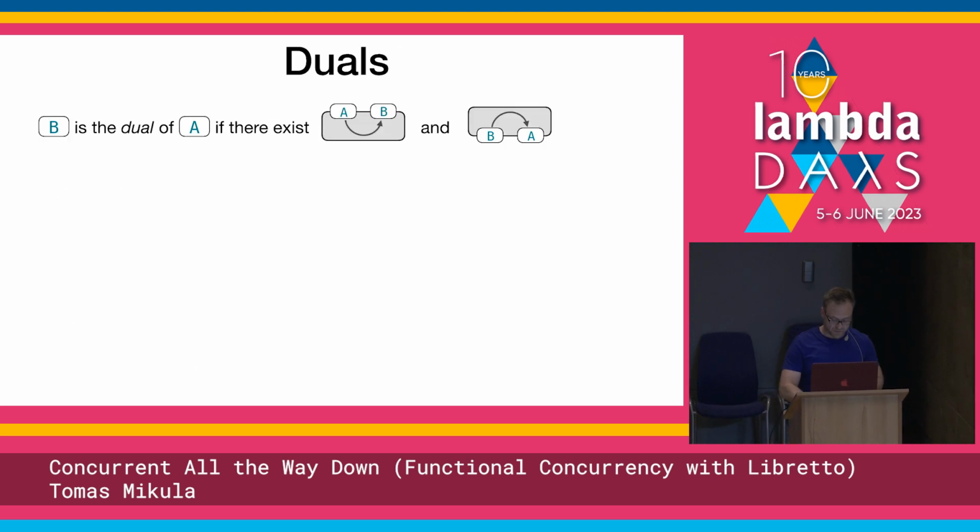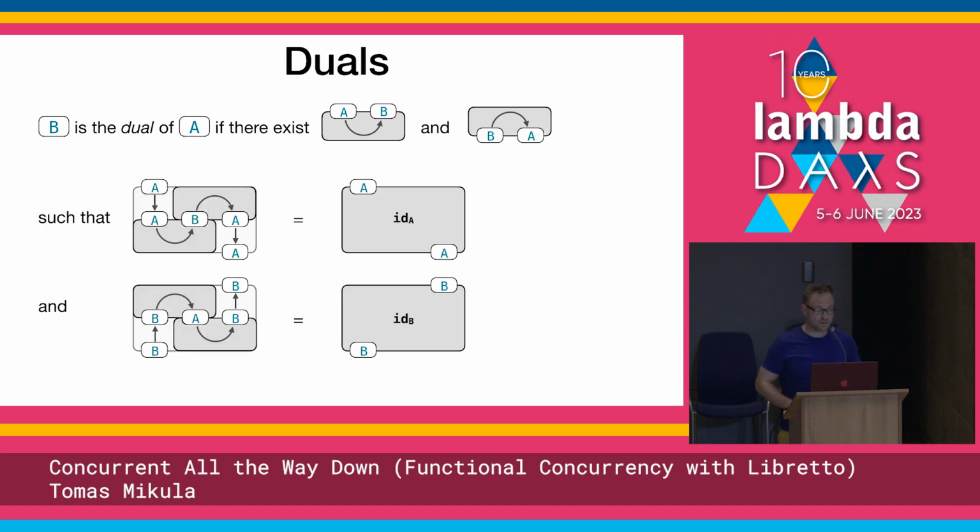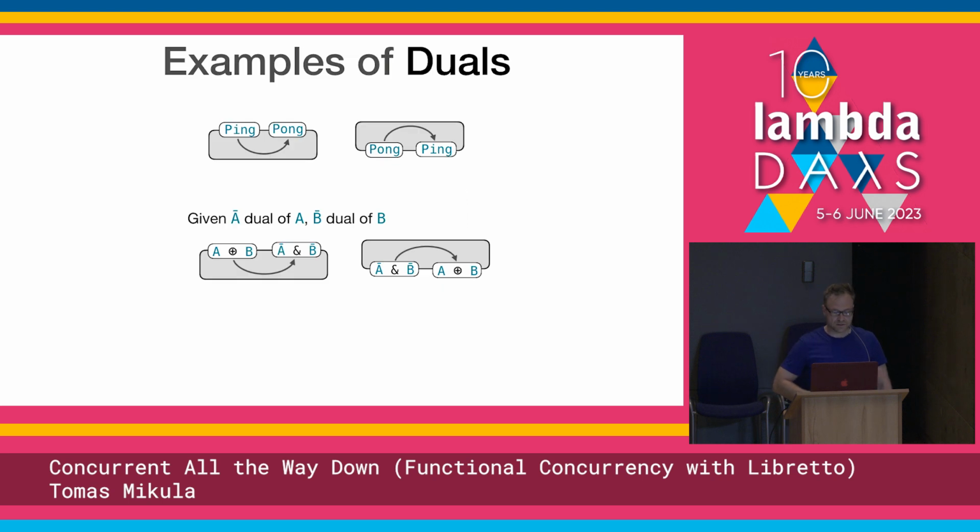Last bit of building blocks that we need to introduce is duals. They have a formal definition, but let's use examples. We've seen ping and pong, and these are duals of each other, which just means if we have a ping flowing downwards, there's an operator to invert its flow upwards as a pong. And likewise, if pong travels upwards, we can invert it to flow downwards as a ping.